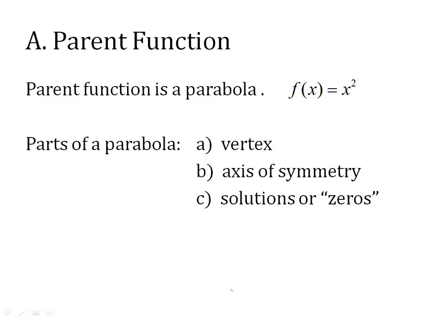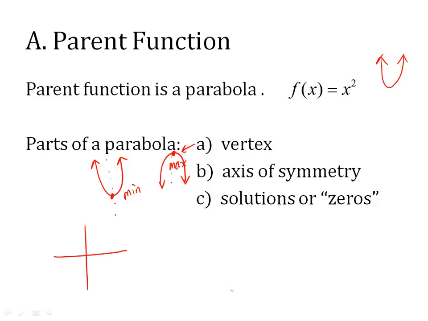Okay, parts of a parabola. Okay, the parent function you should know is just a parabola. So it's just this thing. Okay, now the parts of a parabola. Okay, the vertex is where it changes directions from going down to going up. So that would be a minimum. Or if it opened down, it would be a maximum. Okay, that's your vertex. Axis of symmetry is the line that goes through the vertex, and I'll show you how to find that.